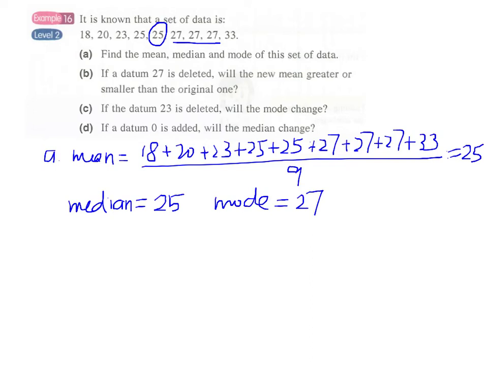And now we come to part B. If the datum, which is a singular form of the word data, 127 is removed, will the new mean be greater or smaller or maybe equal to the original mean? That is, we now cross out 127. And actually, the new mean can be recalculated by adding all the remaining numbers and then dividing by 8. But the problem requires us just to answer whether the new mean will be greater or smaller. So actually, we can do a prediction first.